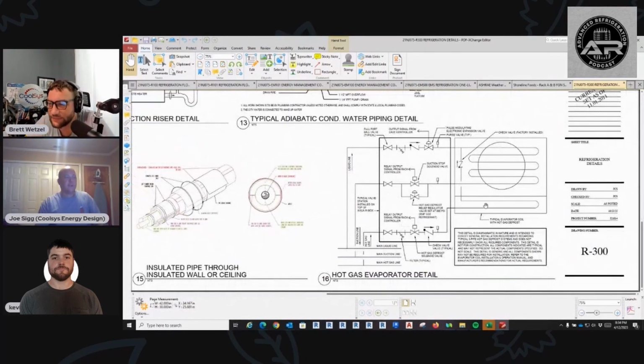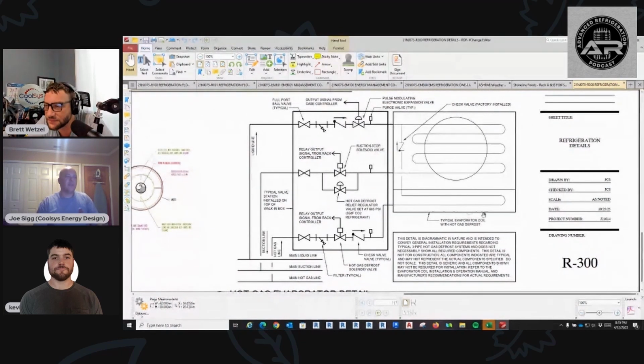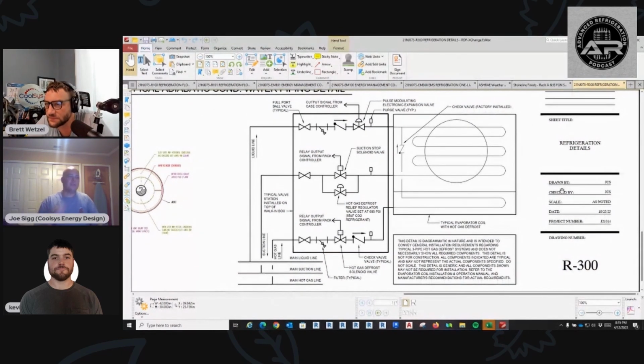This is our last detail on our detail sheet. This is our hot gas evaporator detail. It shows how the piping goes for a hot gas CO2 evaporator. We've got our electronic expansion valve up here. Gas goes through the coil, life is good. We've got our defrost relief regulator here set for 55 degree CO2 refrigerant. So it's holding back, trying to keep 55 degrees saturated, which will keep the temperature up in the evaporator, right? Yes.